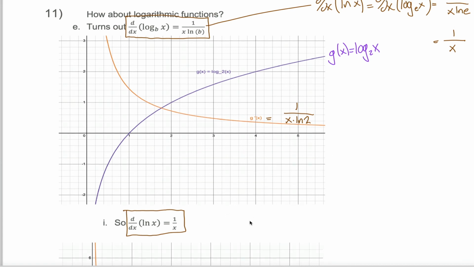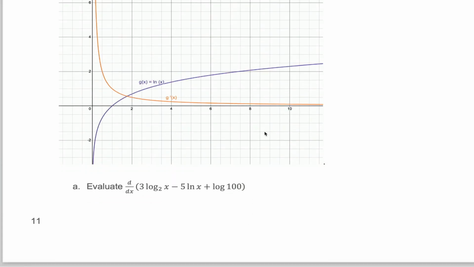Is that all sinking in? Maybe I can leave you with one question to test your knowledge. What if you were asked to find the derivative of this big mess right here? If you can figure this out, you've got everything you need for logs. But be careful, there's a couple little tricks in here. I would start by recognizing that we have 3 different terms here. So let's take the derivative of each term individually.